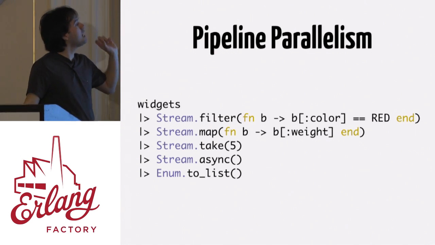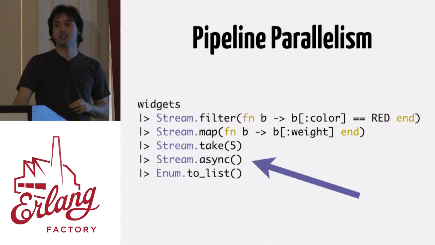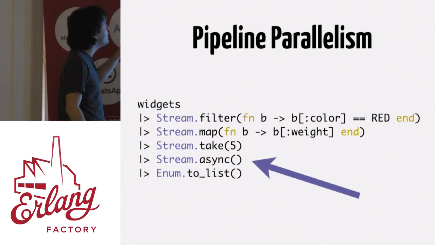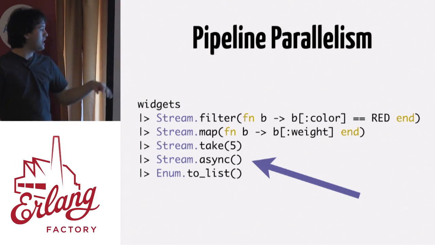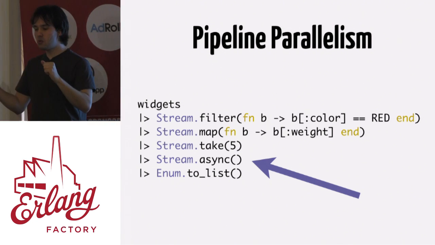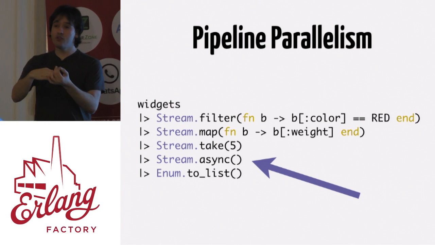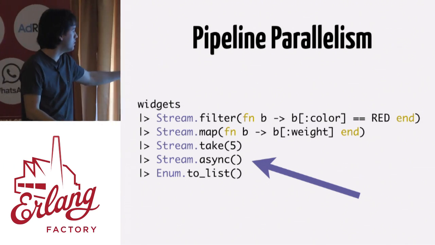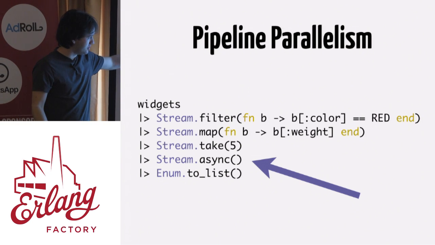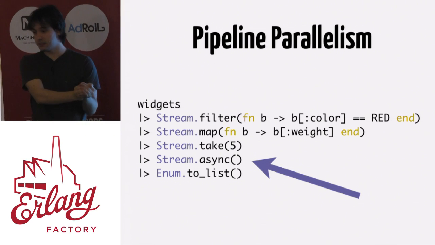So this code is the same as the previous slide, except we added this call here, Stream.async. What this is going to do is that, we have all the lazy computations here: filter, map, and take. And when we call Stream.async, it says, oh, when you want the results, I'm going to create a process to compute everything that you have so far. So all those 3 operations here, everything up to Stream.async, is going to happen in another process, okay?